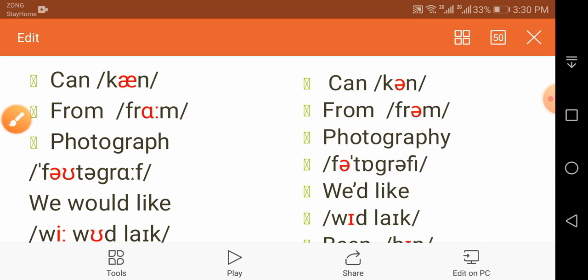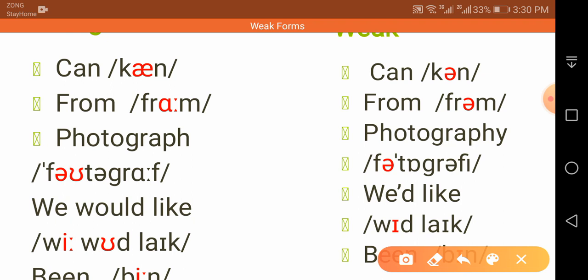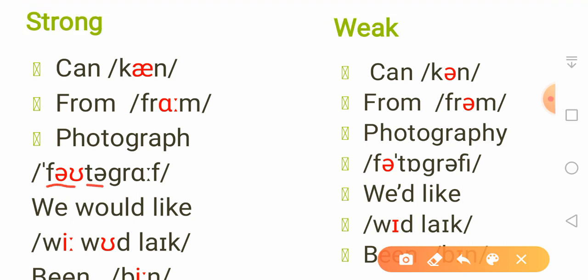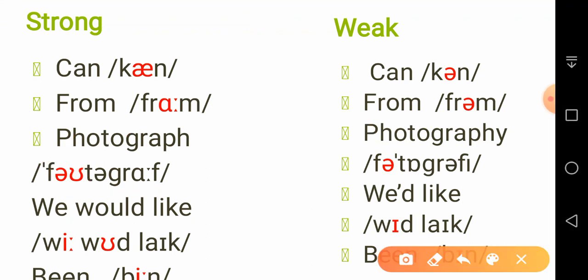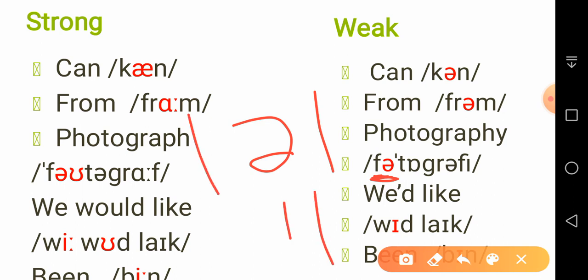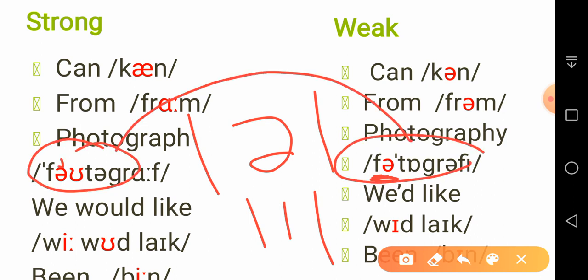See this word, photograph. Here is the stress. Now this is a diphthong, and it is going to be reduced to schwa. Now the noun photography: instead of saying photography, the vowel has been weakened. So using the schwa sound or this ə sound is known as weak form. This one is the strong form, and this is the weak form, photography.